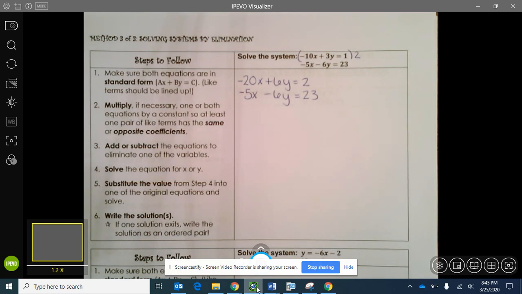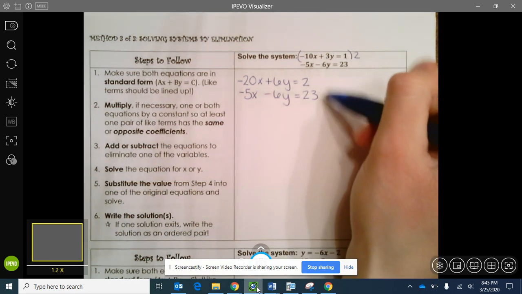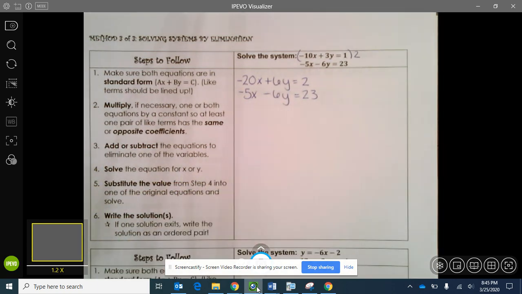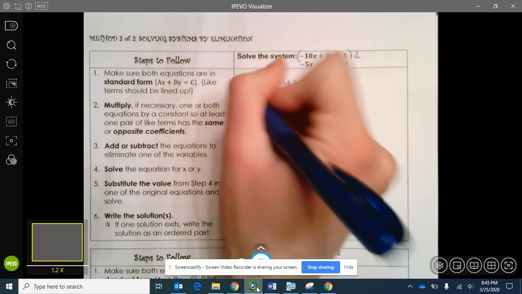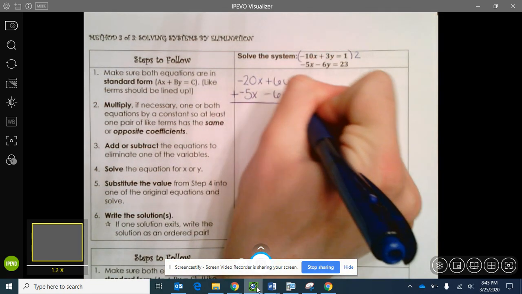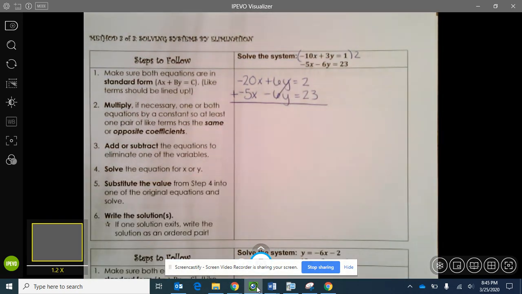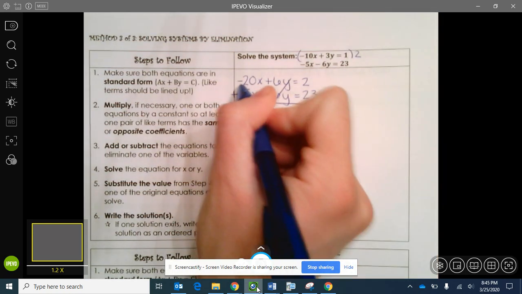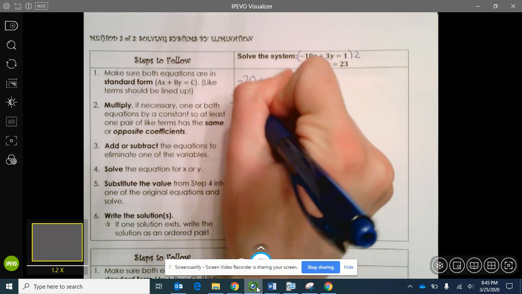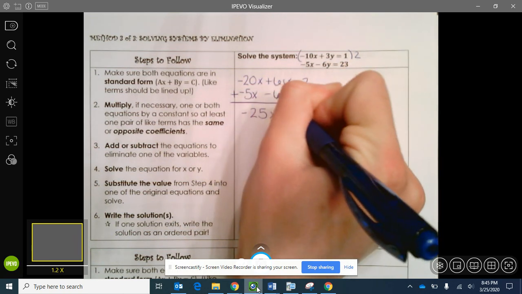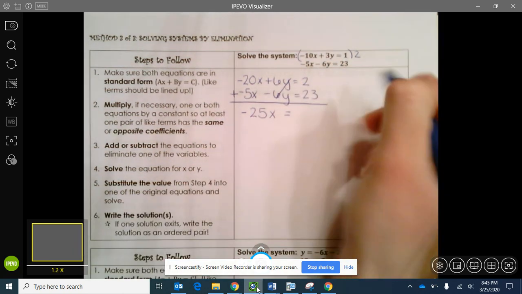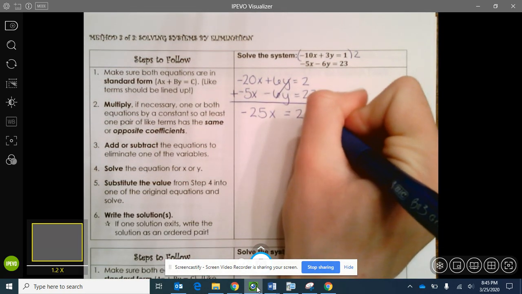Now, if you look at this system, 6y plus negative 6y is 0, so I can go ahead and add straight down my columns. Negative 6y plus 6y is 0. Those are eliminated, they cancel out. Negative 20x plus negative 5x is negative 25x. Bring down your equal sign. 2 plus 23 is 25.